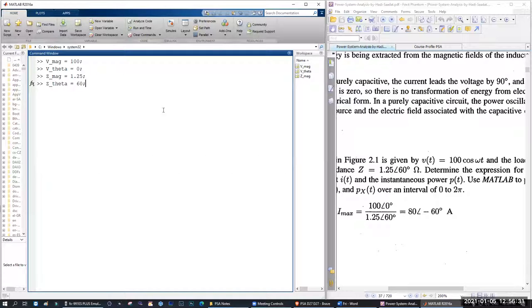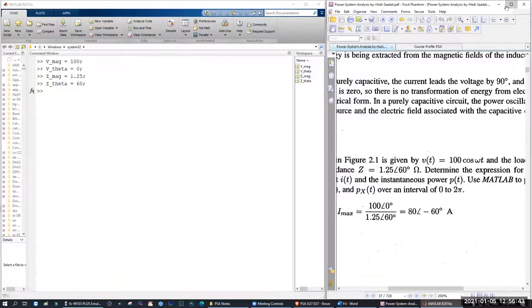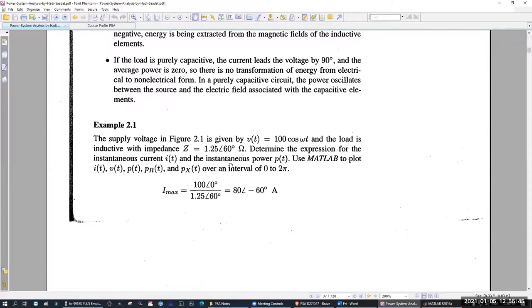Remember, they are all in degrees, but MATLAB always calculates in radians. So you have to convert the degree to radian, something like that. This is Z theta. Now we have to find out the I, right? Anything else that is given here? No, sir. Nothing is given. Okay.